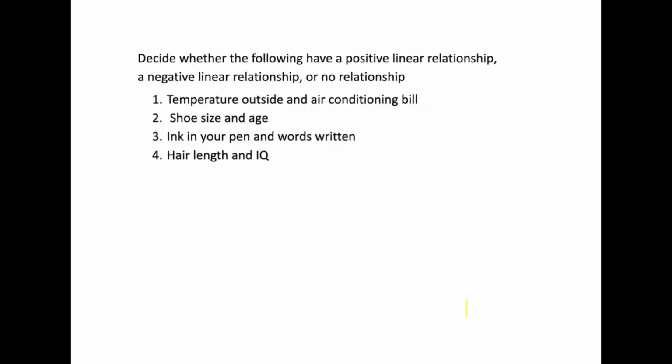Pause the video and decide whether the following have a positive linear relationship, a negative linear relationship, or no relationship. Now let's see how you did. The first one says the temperature outside and the air conditioning bill. I like to use arrows to help me choose what kind of relationship they have. As temperature goes up, so does the air conditioning bill. So we have a positive linear relationship.